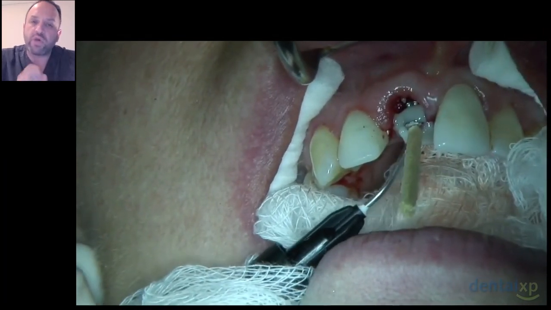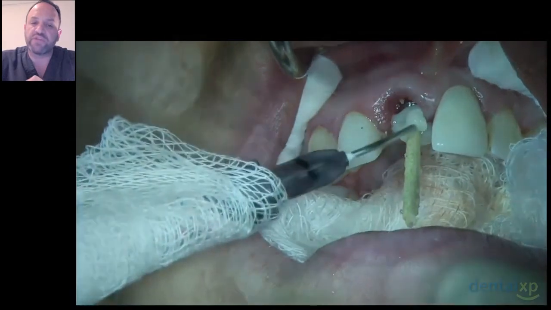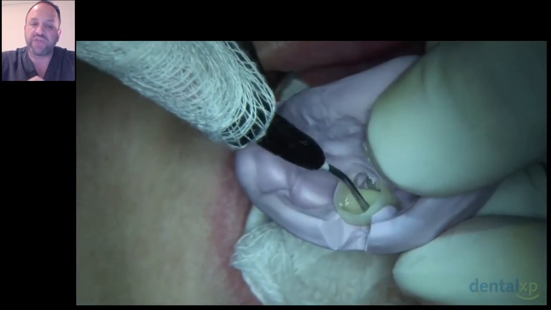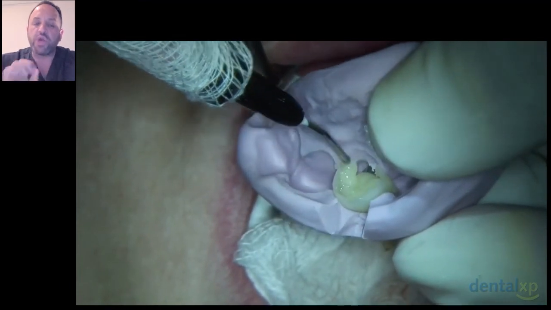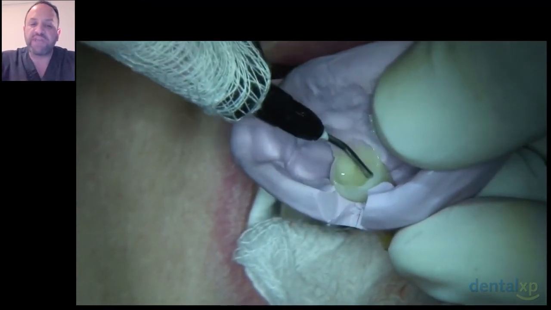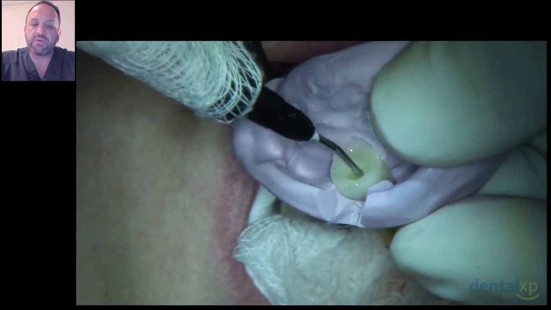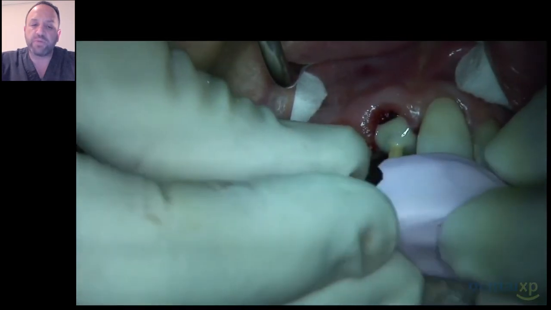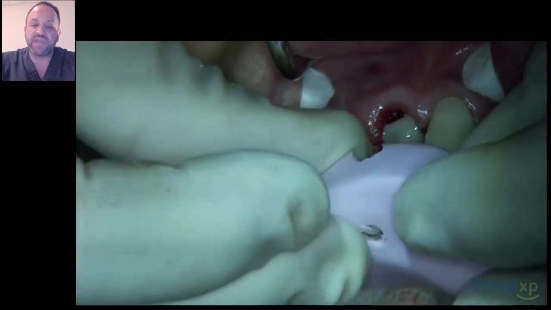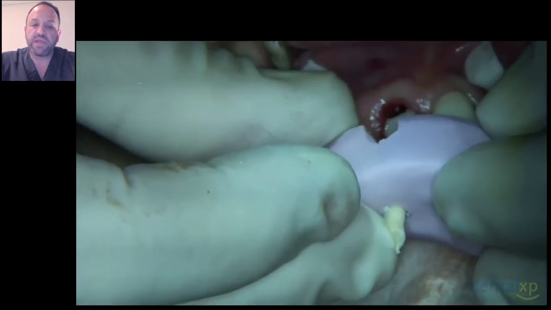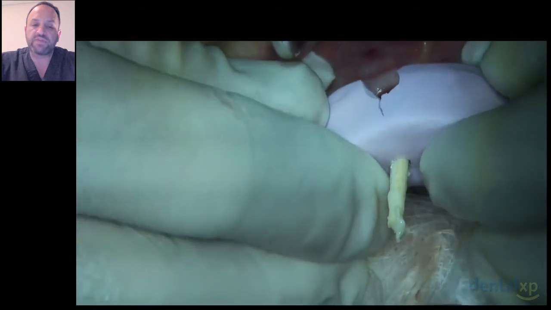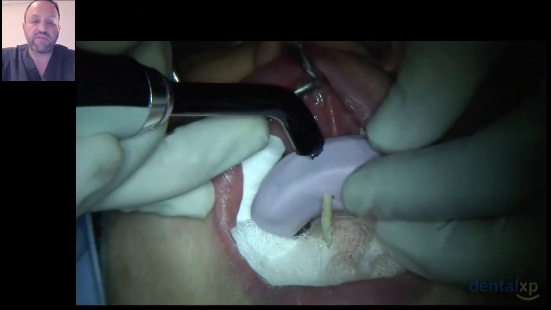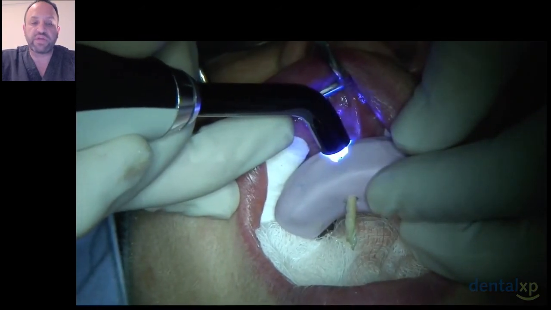We are not flowing composite into the socket, because if we do and some gets stuck there that we don't notice, it can cause a massive toxic reaction. So only around the top, not subgingival. We're now filling up the crown completely, and we put that over the top, which will index everything absolutely perfectly. We push it down, and because it's got Vaseline on, it doesn't stick. Once it's in position, we cure everything together with the curing light.